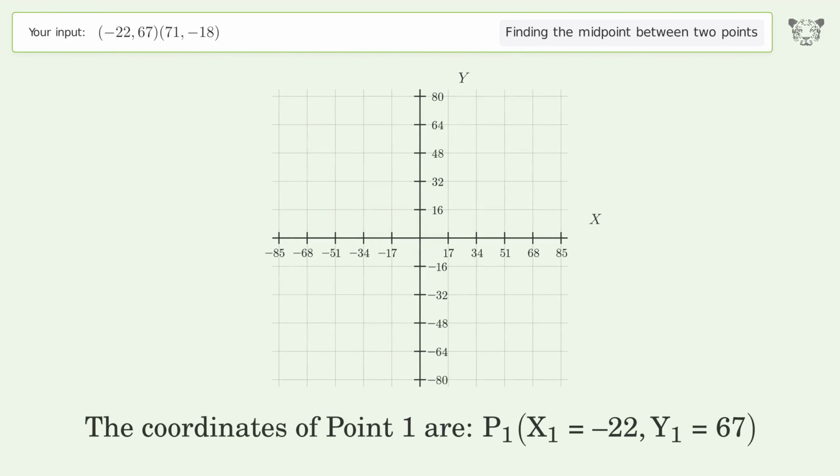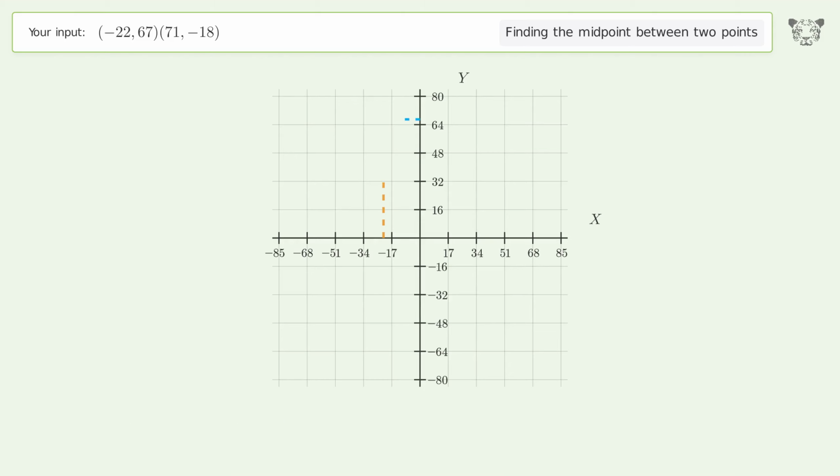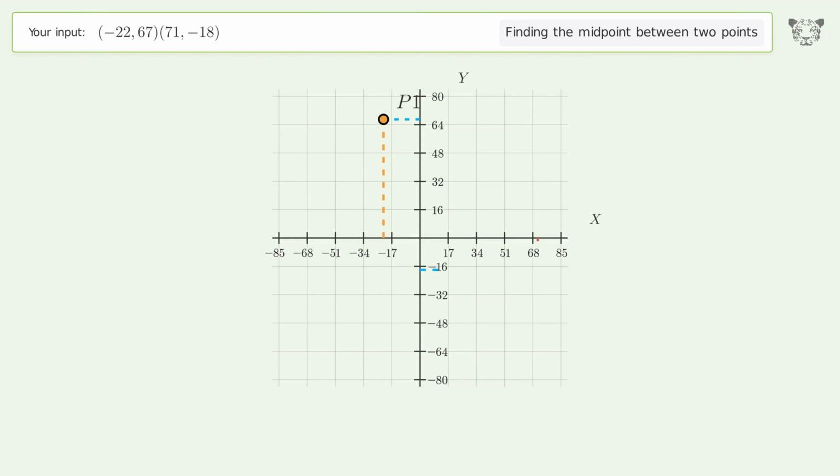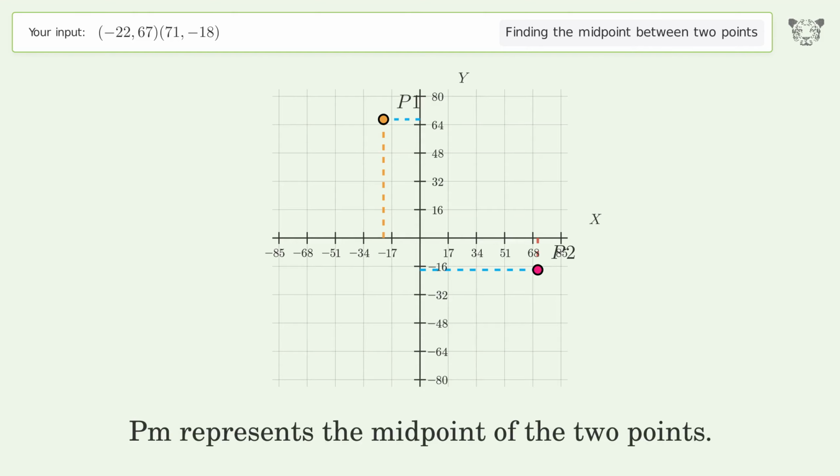The coordinates of point 1 are x1 equals -22, y1 equals 67. The coordinates of point 2 are x2 equals 71, y2 equals -18. PM represents the midpoint of the 2 points.